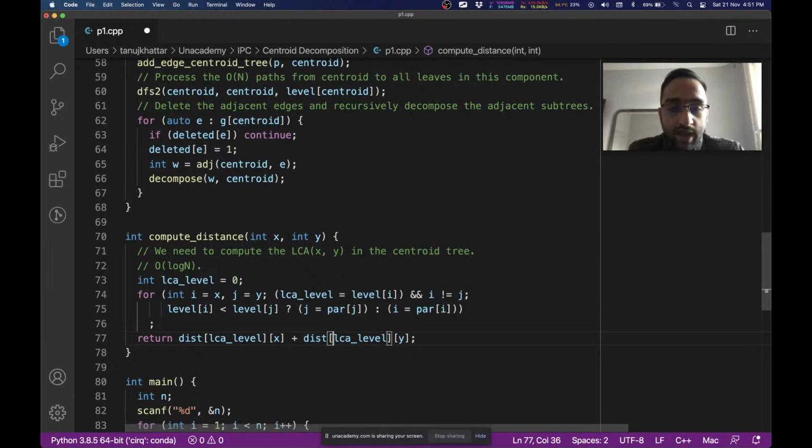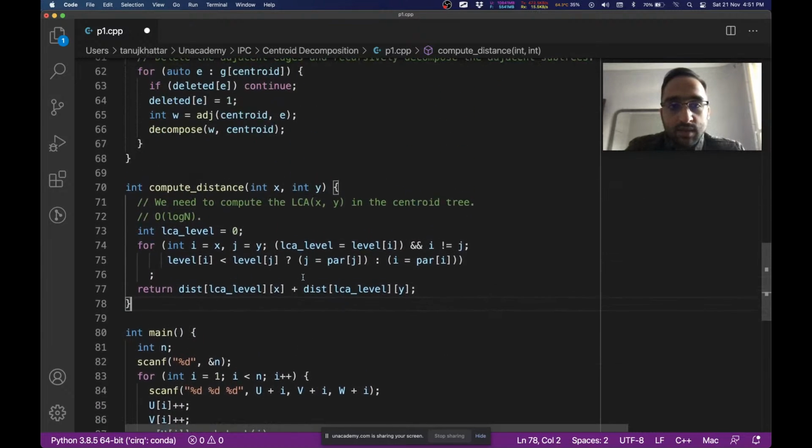Once I have the level, I know that distance of LCA level comma x will represent the distance between x and the actual LCA node. Similarly, distance of LCA level comma y will represent the distance between y and the actual LCA node. So I just use these pre-computed distances, add them and return them. This gives you the final distance between nodes x and y.